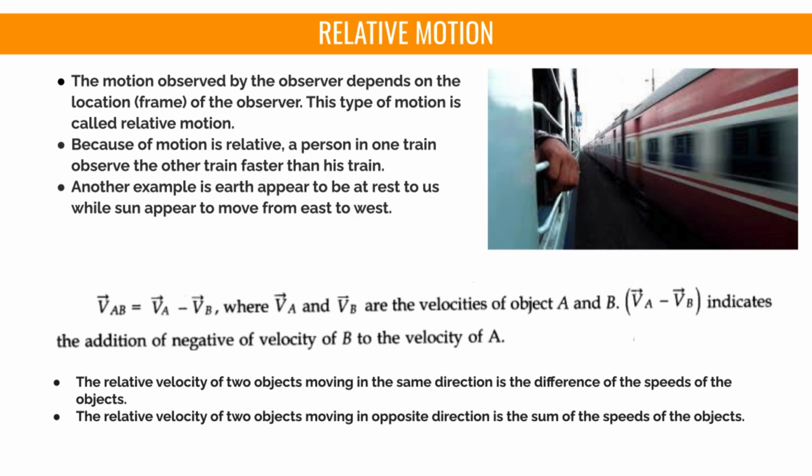Another everyday example is the sun and the earth. The earth appears to be at rest to us, while the sun appears to move from east to west. But in reality, it is the earth that is rotating. So again, motion depends on who is observing.